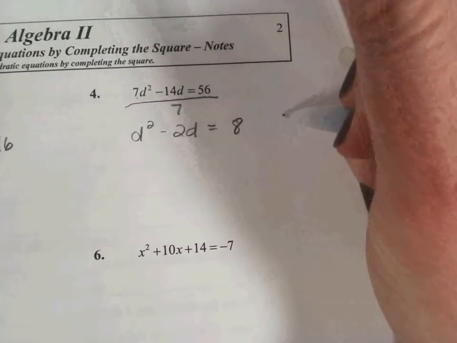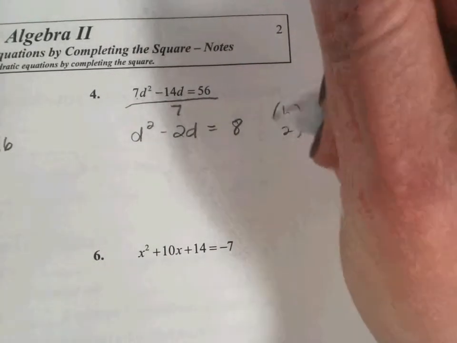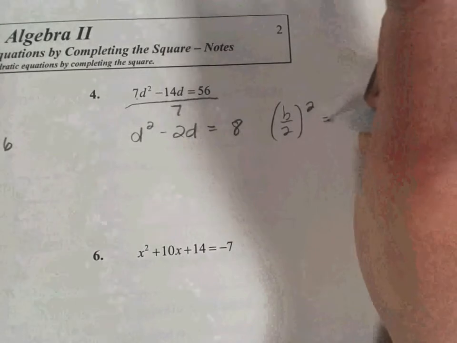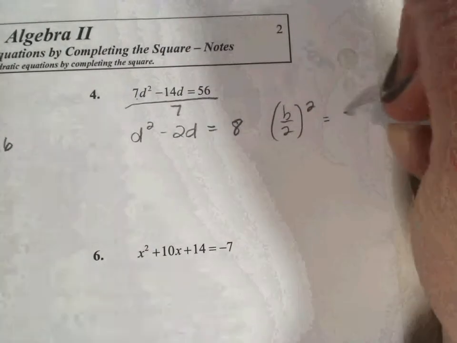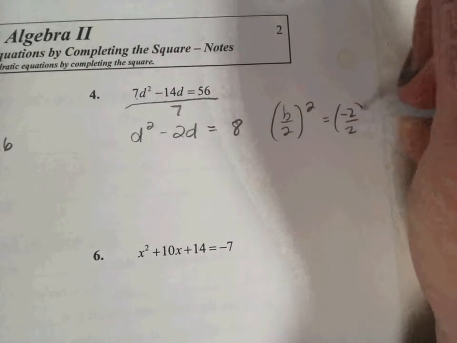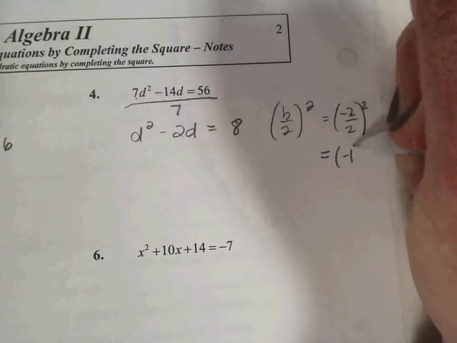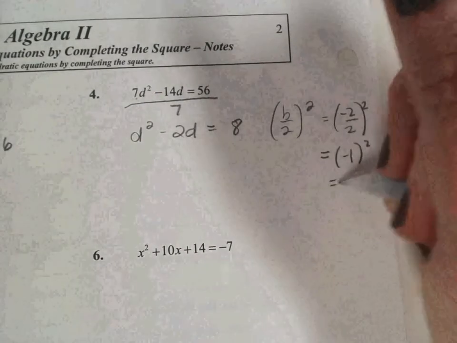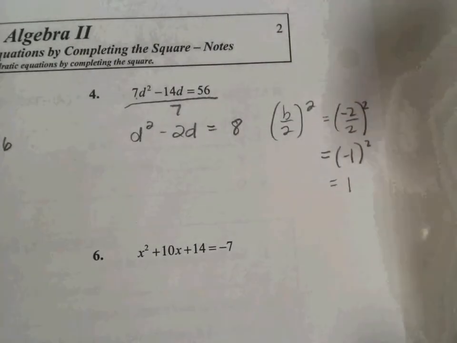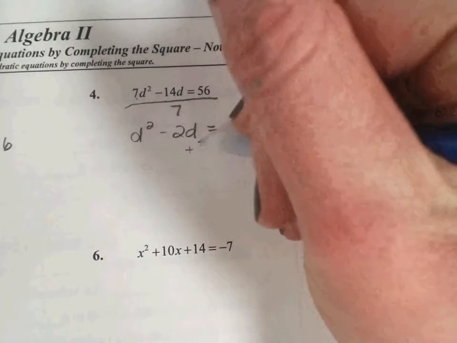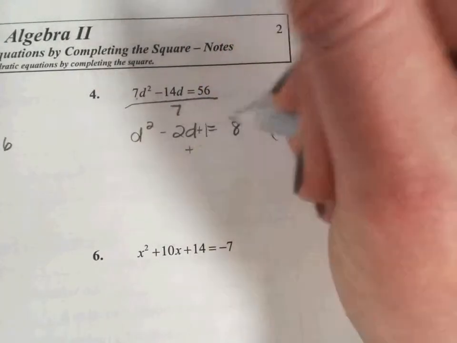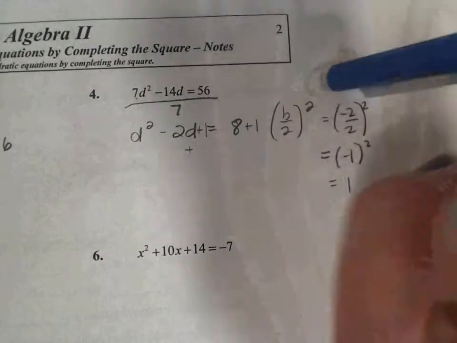So the next thing is our b divided by 2 squared. So do this off to the side. Our b value is negative 2. Negative 2 divided by 2, we're going to square it. Negative 1, and negative 1 squared is 1. So we need to add 1 to both sides.